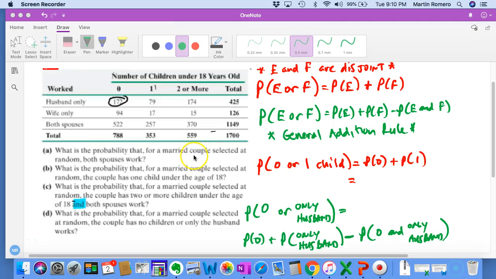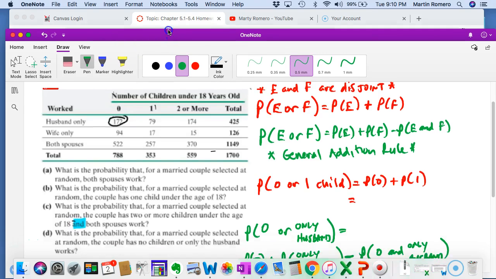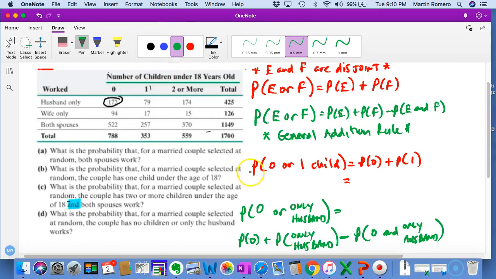Let's take a look at this problem that addresses the addition rule, the general addition rule, and then the addition rule when the two events are disjoint, when they have nothing in common. So let's look at these two examples here. What's the probability, and these are related to married couples, what's the probability that, and I made one up here, what's the probability that the married couple has 0 or 1 child?